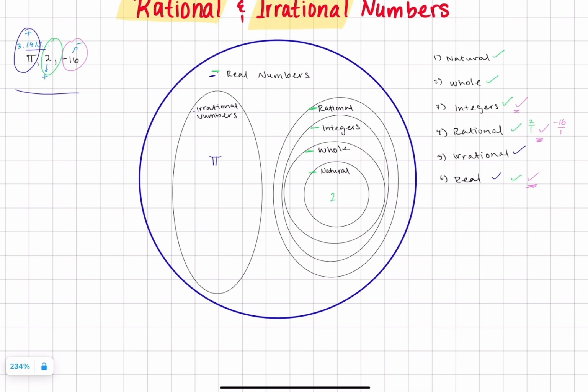Negative 16 is a real number. It is rational. It is an integer. It is not a whole number or a natural number. So negative 16 goes over here. So this is the most specific kind of characterization. So when they ask you what type of number is negative 16, it's an integer. The number 2 is a natural number. And the number pi is an irrational number.